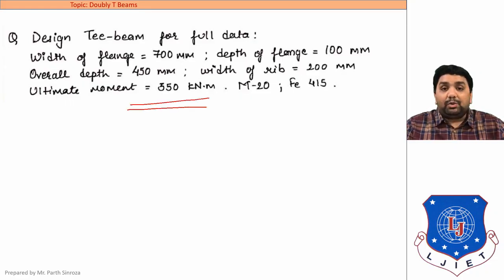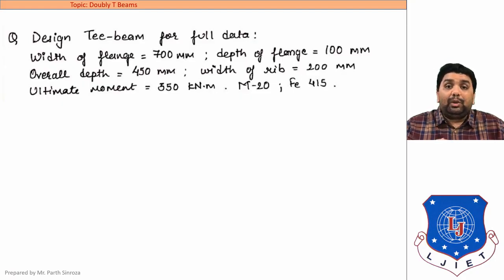So here MU is given in the question, that is 350 kilonewton meter. We will be finding MU limb. And keep in mind, this is a major thing: till now we have referred to MU limb as 0.138 FCK BD square. In the previous chapters we were seeing MU limb equal to 0.138 FCK BD square or 0.148 FCK BD square, depending upon the steel grade given in the question. If it is Fe415, then we will use 0.138 FCK BD square. If it is given as Fe250 steel, then we will use 0.148 FCK BD square.